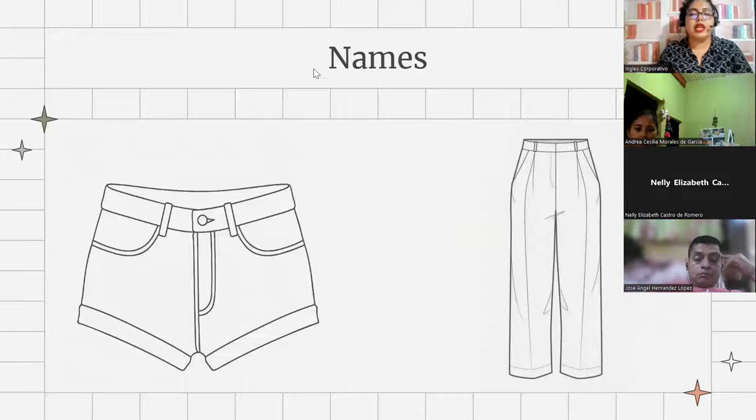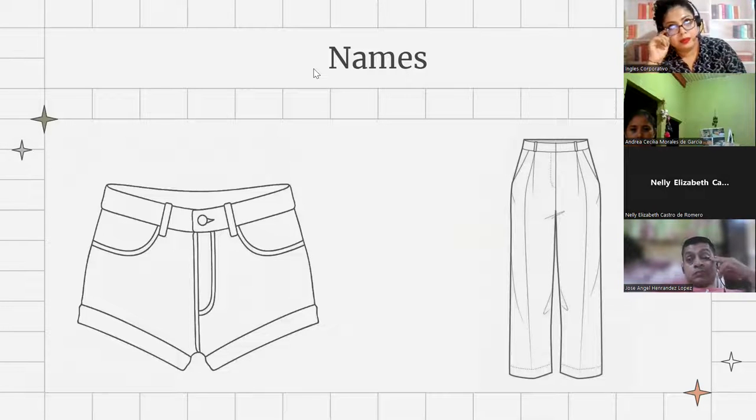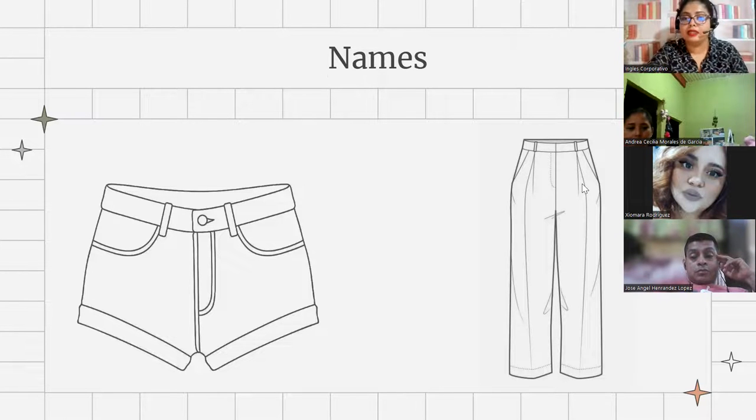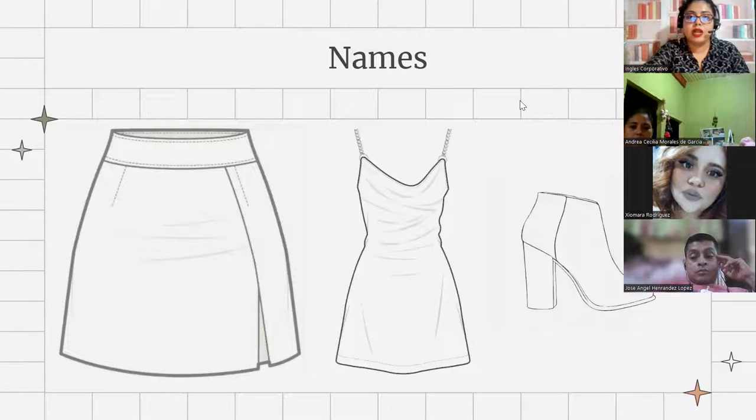So we have here this kind of clothes. And in the first case, we have two elements. The first one, what is the name of the first element? ¿Cuál es el nombre del primero? Shirt. Excellent. Shorts. Que en español, very good, lo transformamos a pantalones cortos. In the second one, what is the name of the second element? ¿Cuál es el nombre del segundo? Pants. Very good. Pants.